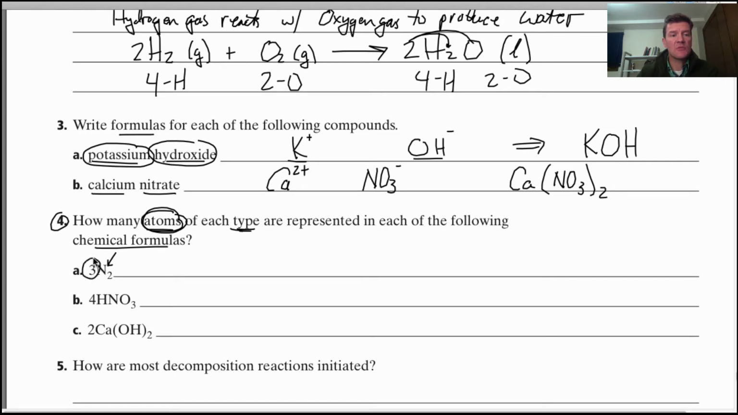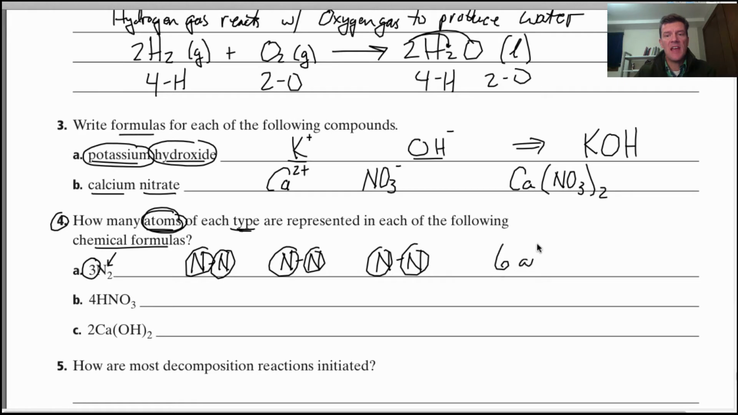But you'll notice that it's tripled. So what that means is you've got a molecule of nitrogen, you have another molecule of nitrogen, and you have a third molecule of nitrogen. How many total nitrogen atoms are there? 1, 2, 3, 4, 5, 6. 6 atoms of nitrogen. Okay?